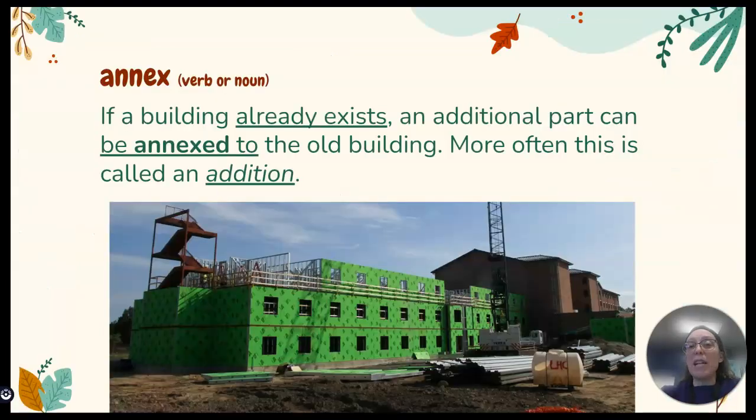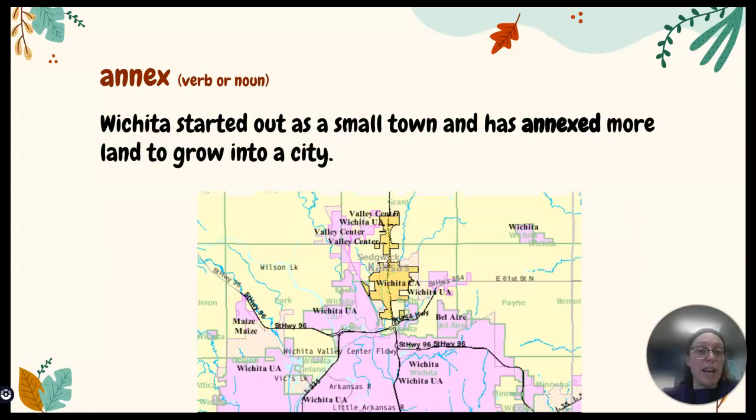If a building already exists, an additional part can be annexed to the old building. More often, this is called an addition. Sometimes it's called an annex. Wichita started out as a small town and has annexed more land to grow into a city.